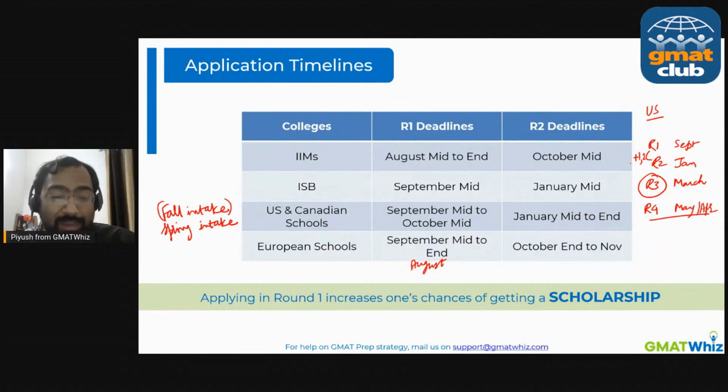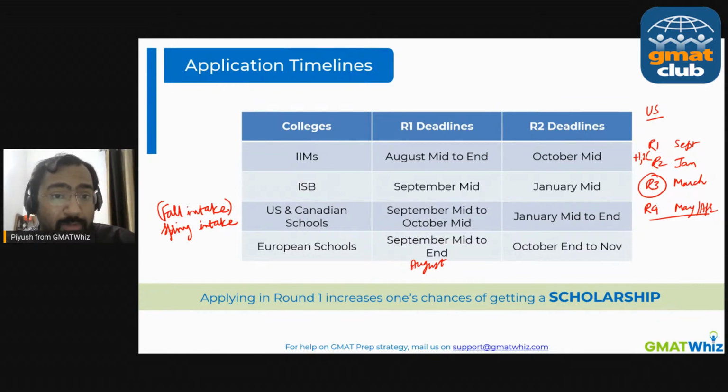When you apply in round one, the chances of getting a scholarship increase significantly. The reason for that is very simple. When you're applying in round one, the very first round, these schools have the entire kitty of funds available with them. So they have a free hand on funds. That's number one. Compared to round two, they will have exhausted some funds. The second reason is that they know that if you are applying in round one to a certain school, you might as well apply in round two to another school, which is, let's say, a dream school for you, and you might take your chances.